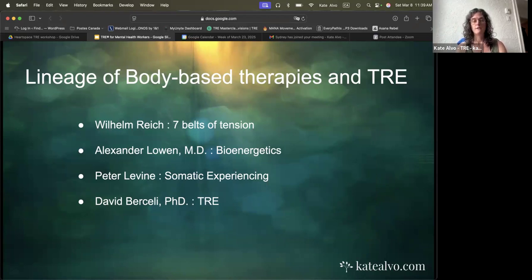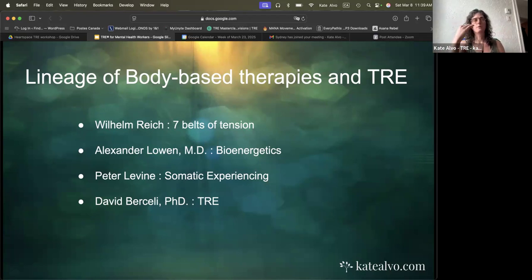And after about 5 years, he said to his therapist, look, I understand what happened to me mentally, but I feel that there's something wrong in my body still that doesn't feel right. So his therapist pointed him towards body-based therapies. And at that time, it was bioenergetics. Bioenergetics comes out of Willem Reich, who is the first body-based therapist who had this idea of the 7 belts of tension through the body.